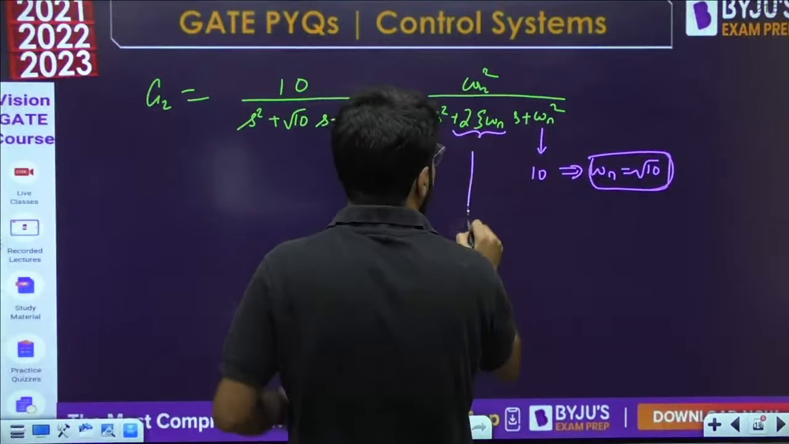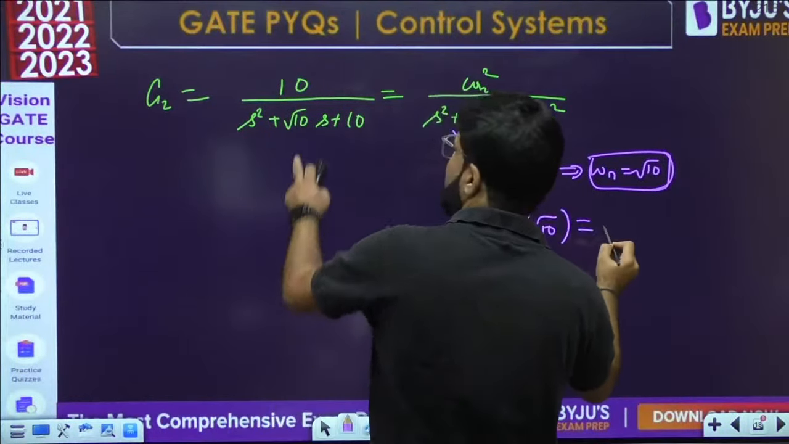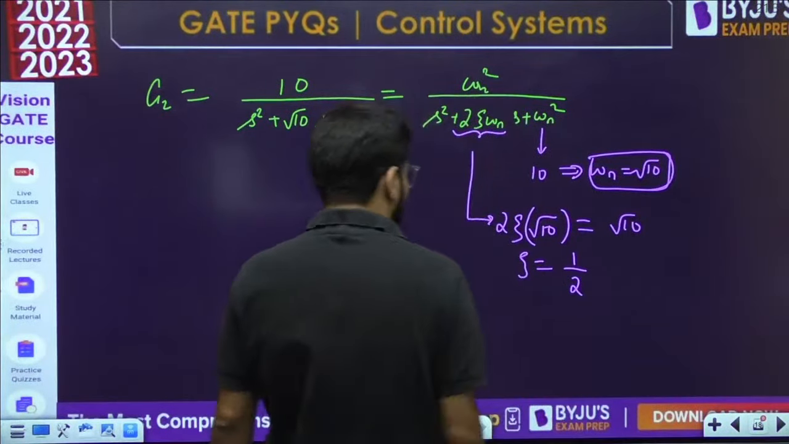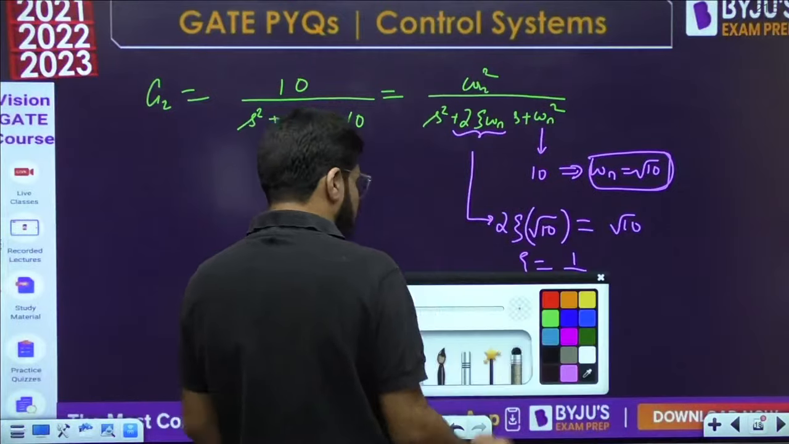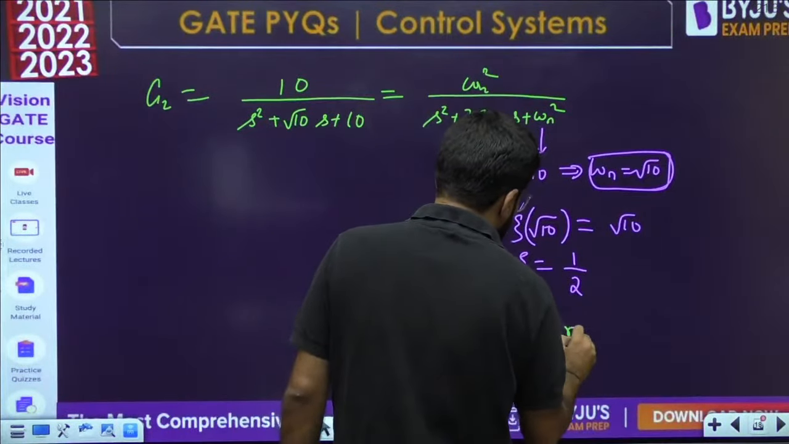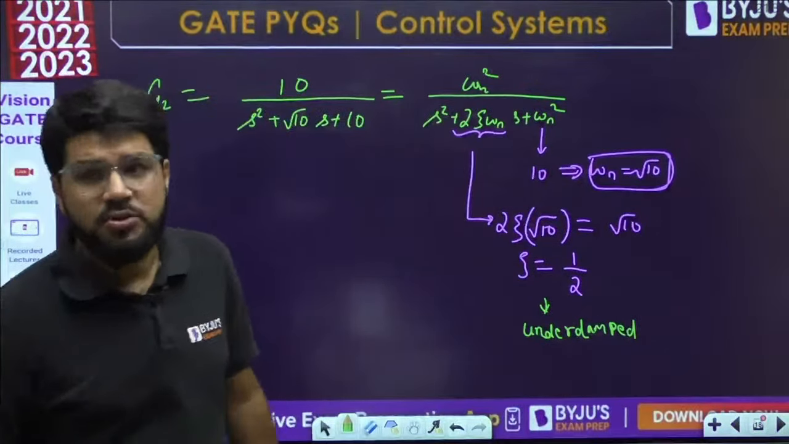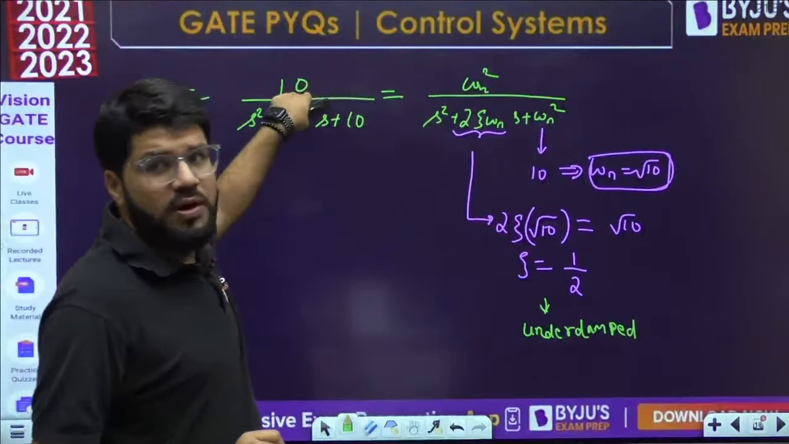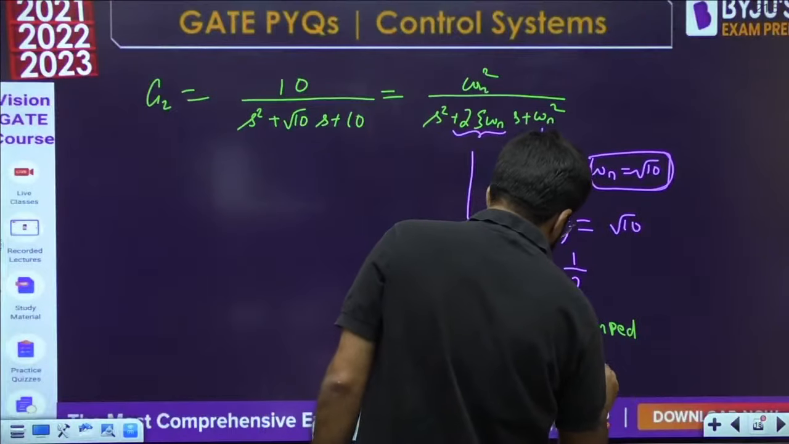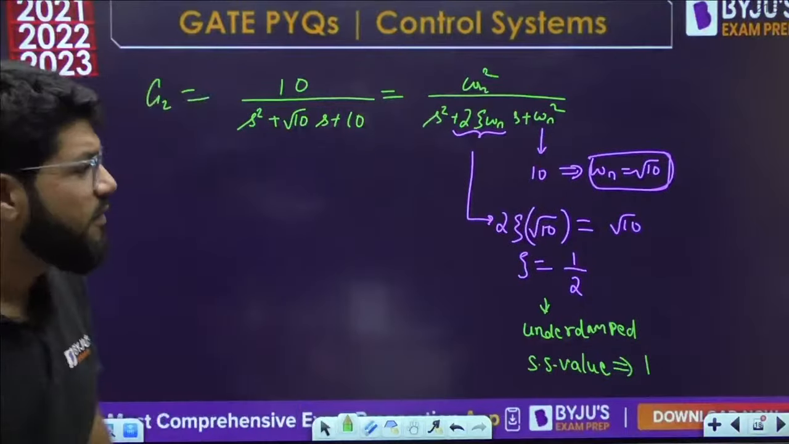Now coming to this term, that is 2 into zeta into omega n, which is root 10, and this is given to you as root 10. So what is the zeta? It is again 1/2. Okay, zeta is 1/2. If zeta is 1/2, again it is representing the underdamped case, and in the underdamped case the steady state value will be 1. Finally it fluctuates and settles to the value of 1. It is the prototype, there is no extra gain here. So what is its steady state value? Because it is the standard prototype form, it's going to be 1. Or you can find it by the final value theorem.